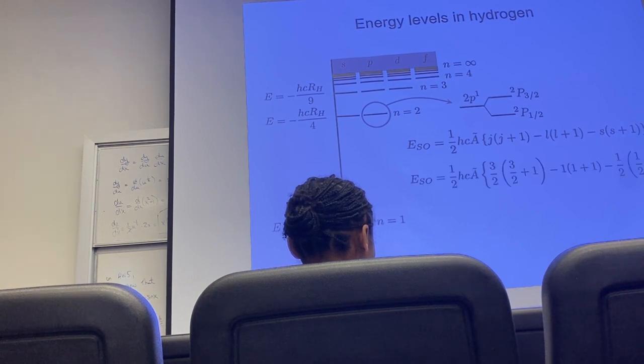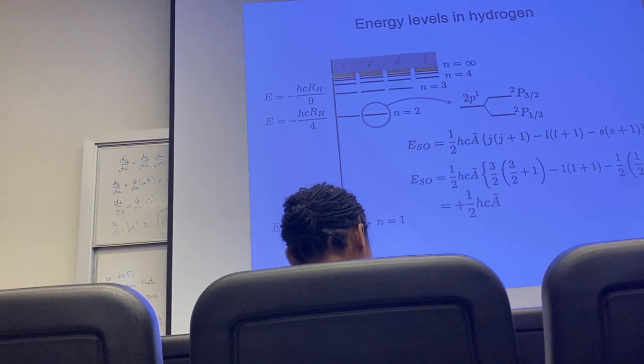So the top state is this, filled out. The top state, which is like P 3/2: 3/2 for J, 1 for L, and 1/2 for S. Fill it out. Really, this is all you have to do, just compute it, and you get 1/2 HCA. Okay, so that is the energy shift of the top state.